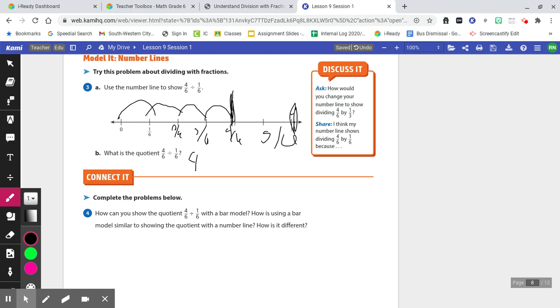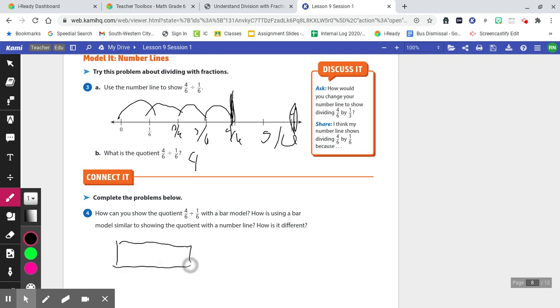How can you show the quotient 4/6 divided by 1/6 with a bar model? How is using a bar model similar to showing the quotient with a number line? How is it different? So first of all, I'm going to draw a bar model. Why don't you stop and see if you can draw a bar model showing 4/6 divided by 1/6. And I would just simply do my bar model.